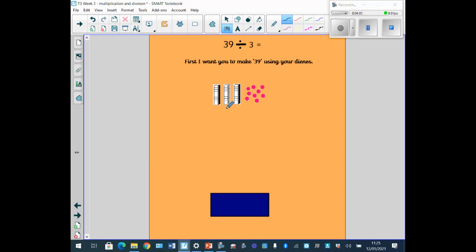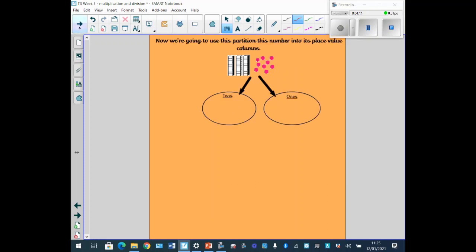I've got 3 tens here for 30, and I've got 9 ones for 9. Okay, next step. What we're then going to do is take our 39 and place them into the tens, then into the ones. I like arranging my ones like an array because that will help me when I divide in a minute. So draw this on your pieces of paper or whatever it is that you're using.